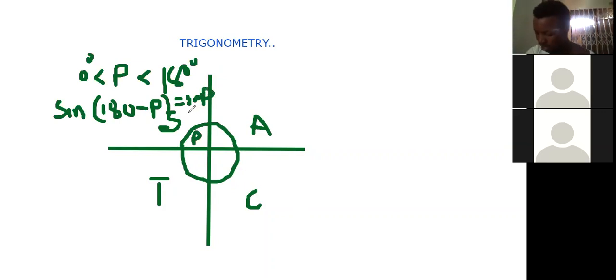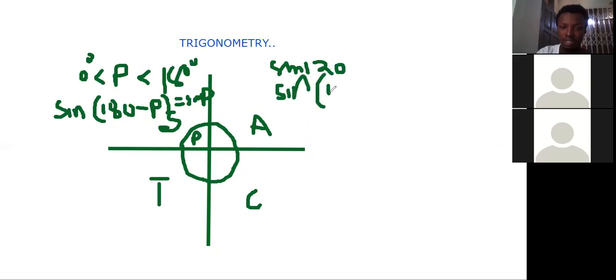Now, what it means is that, for instance, when you are given sine 120, when they say find sine 120, what is sine 120? Use your calculator. So now we can put sine 120 here. The 120 is the P. So we can say sine of (180 minus 120).